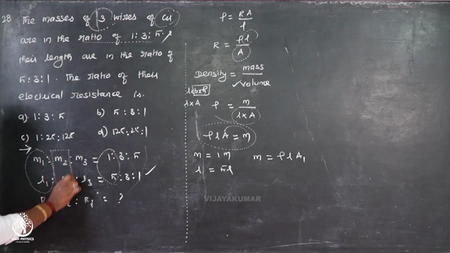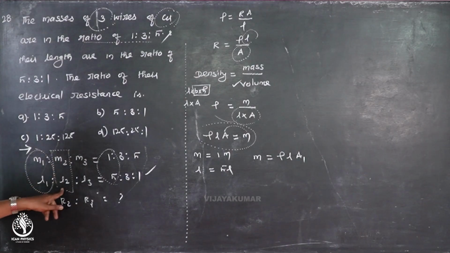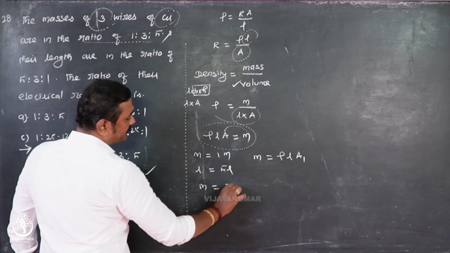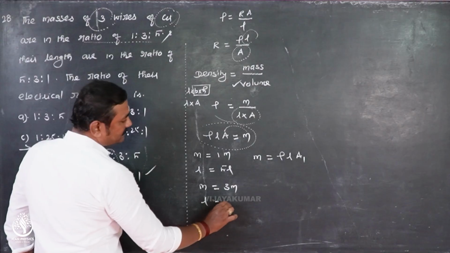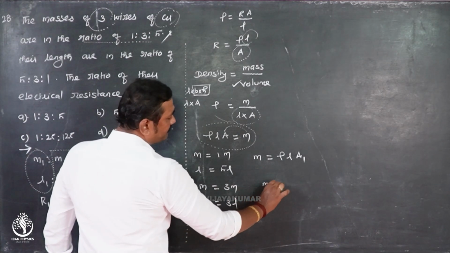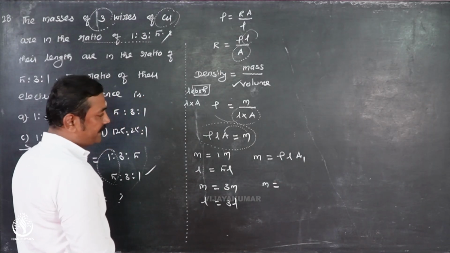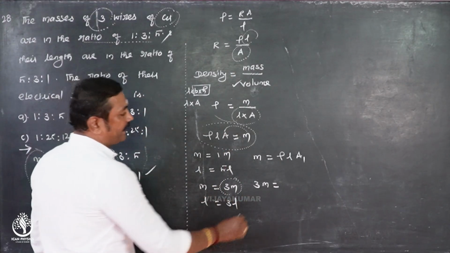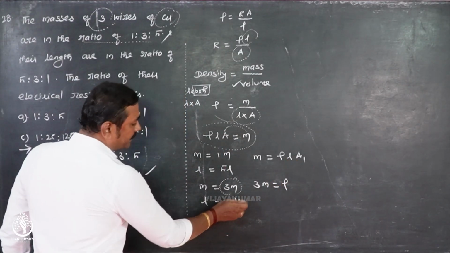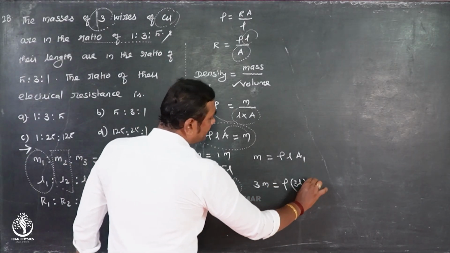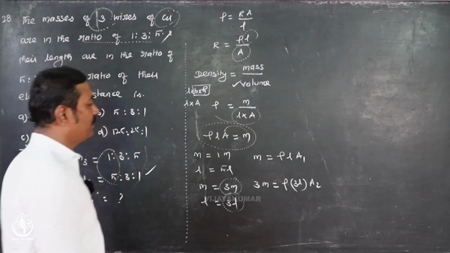Then we go for the second case, M2 and L2. It is 3:3. So M equals 3 times of M, and L is 3 times of L. So M becomes 3 times, rho into L, where L becomes 3 times of L, into A2.